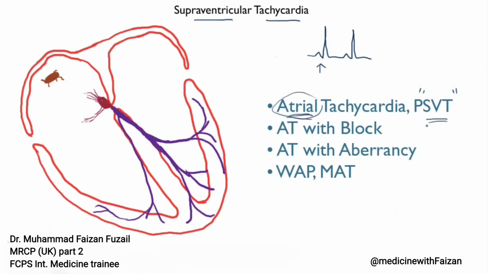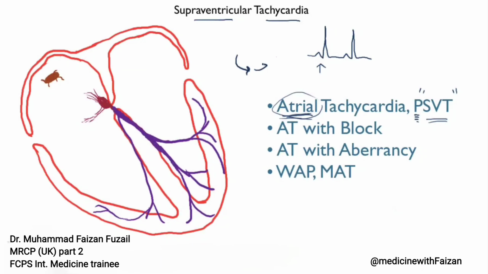Now, in the last video, I talked about paroxysmal supraventricular tachycardia, or PSVT, and that's more of a clinical diagnosis, meaning the patients will feel a rapid heartbeat that starts and stops fairly suddenly, and it can go on for minutes or hours or even days.